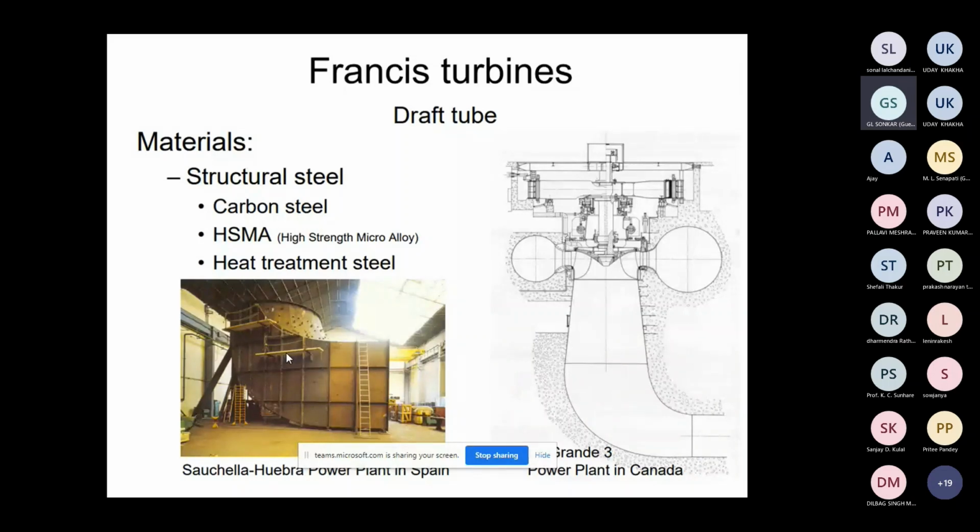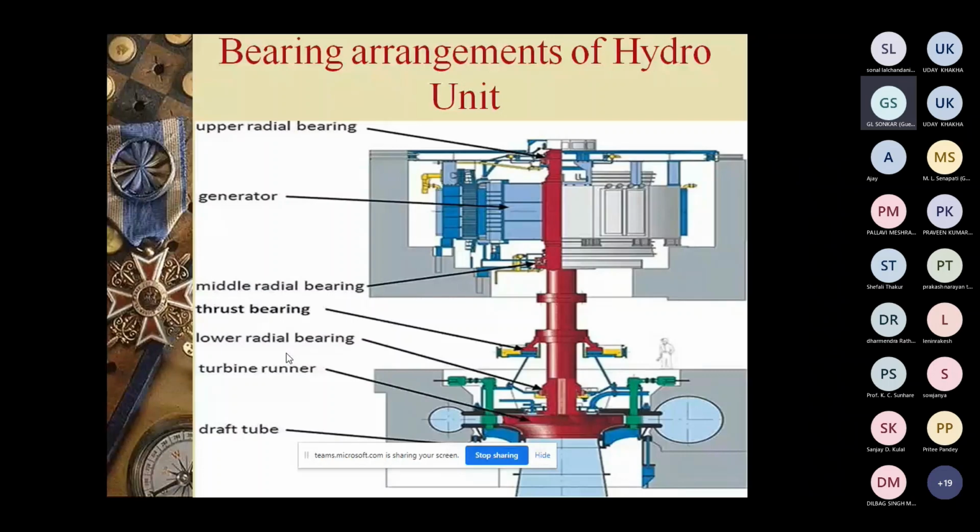Then, bearing arrangements of hydro units. See, in hydro we say three types of units are there: one is umbrella type, one is suspended type, another is semi-umbrella type. They are defined based on the bearing arrangements. So in the suspended type, the whole generator and turbine is hanged from the top itself. That means your thrust bearing, where the total weight of the turbine and generator is held, is at the top. That is called your suspended type machine.